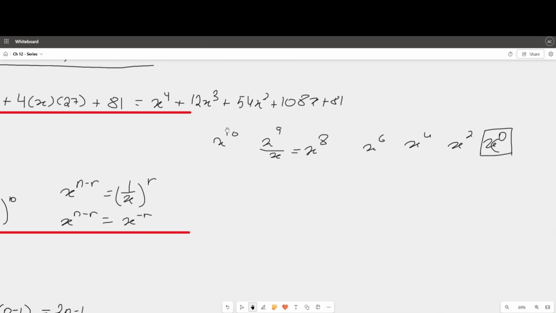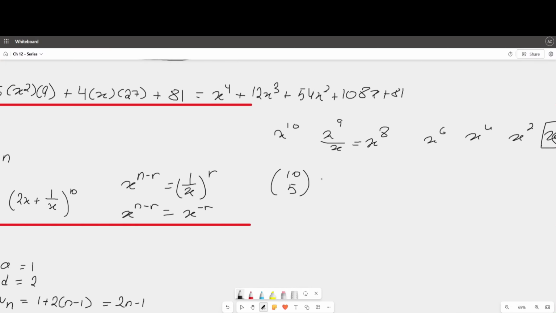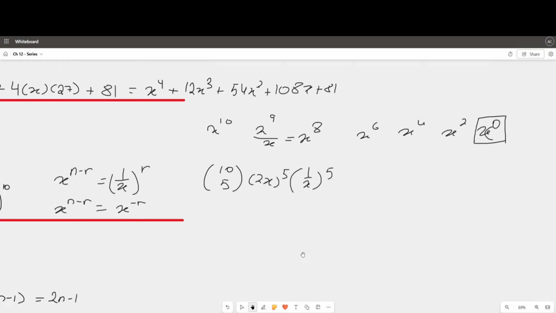So is this 0, 1, 2, 3, 4, fifth? So we're looking for n, okay, it's 10, 5, 2x to the power of 5 to 1 by x to the power of 5. And then you can quite simply see x to the power 5 divided by x to the power 5 is going to end up giving us 1, right?